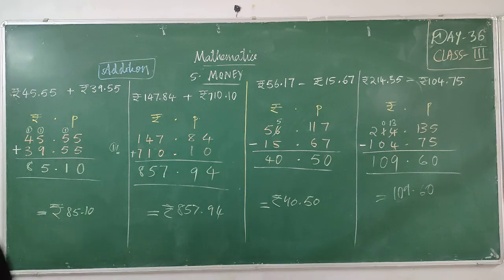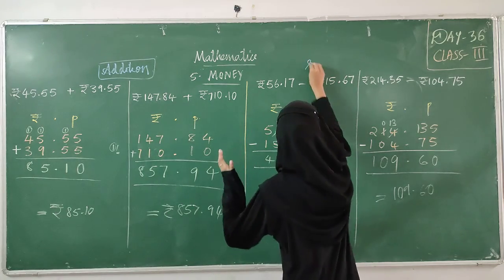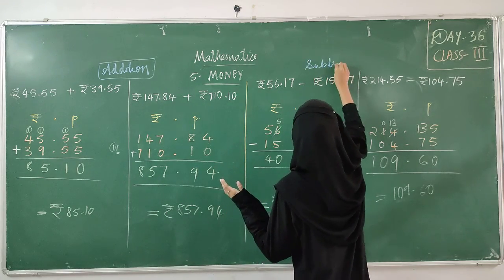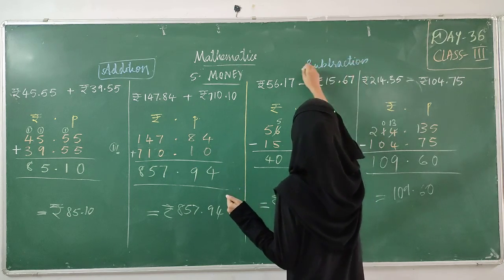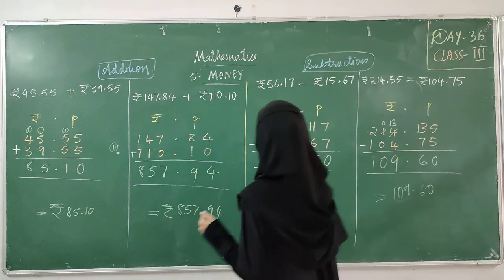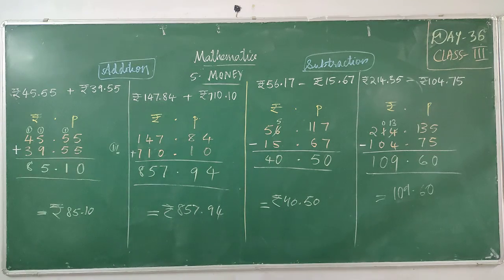This is addition and subtraction of amounts. Here we did the first 2 examples as additions. These 2 are subtraction. Got it? I hope it's clear. Very simple. It is just a practice of addition and subtraction operations. Thank you.